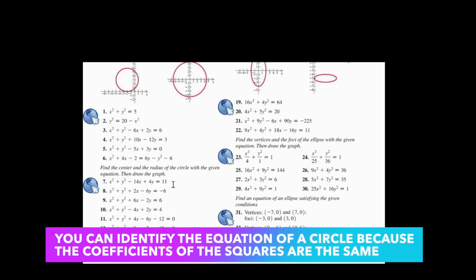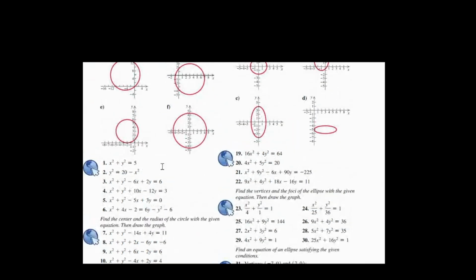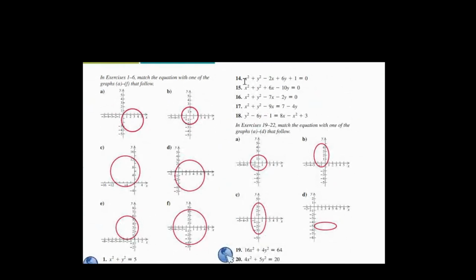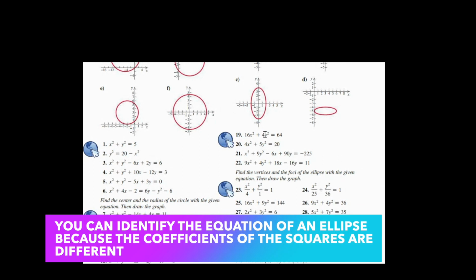By the way, just so you know, how can you tell something is a circle? Well, the x squared and the y squared have the same coefficient. And here they're all 1. And it's like, well, that's not very interesting. And how do you tell that something with an x squared and a y squared isn't a circle? If it's an ellipse, well, then the two coefficients are different. This has a 16 and this has a 4.